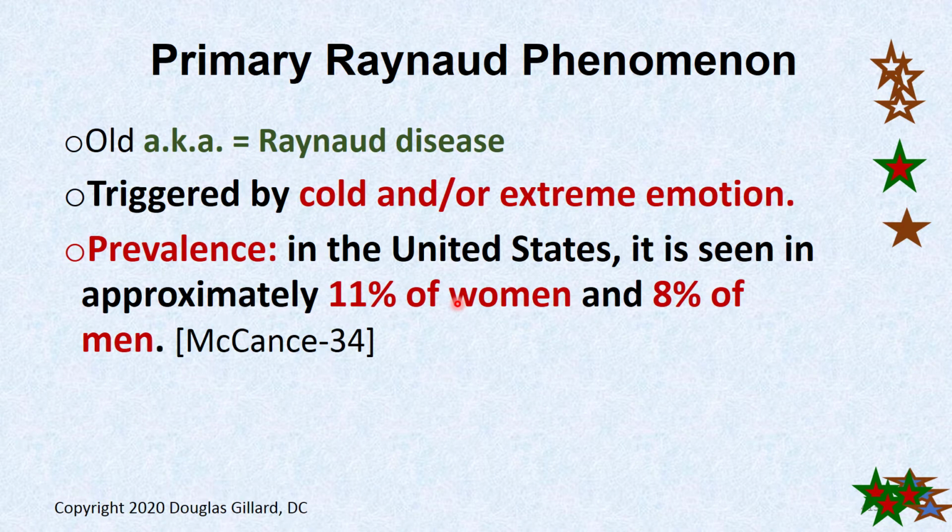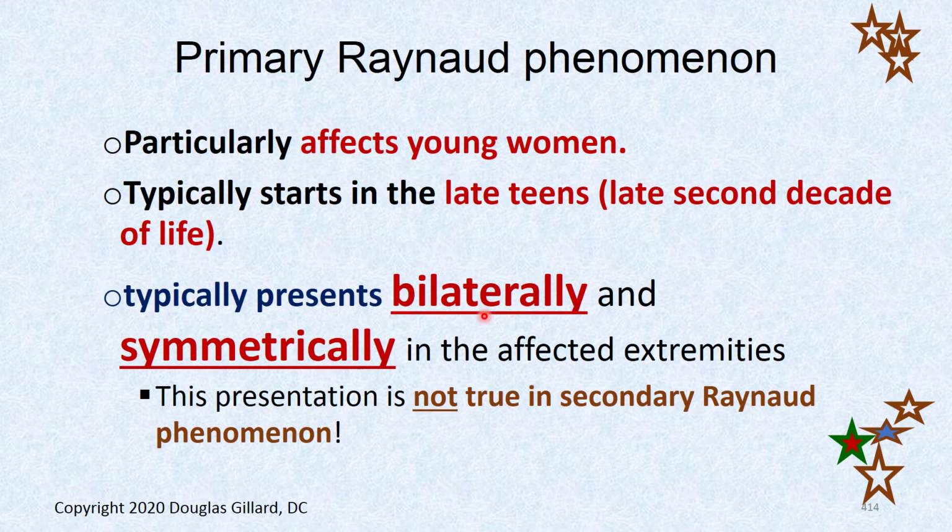Primary Raynaud's phenomenon is the one triggered by cold and emotion. Look at the prevalence in this, 11% in women, so about 10% in humans. That's a huge number of people affected to various degrees, and it's bad enough to go in to see a doctor. Primary affects young women. We already talked about this, didn't we? It starts in the late teens, the second decade of life, typically bilaterally. It's symmetrical. Usually both hands are affected about the same way.